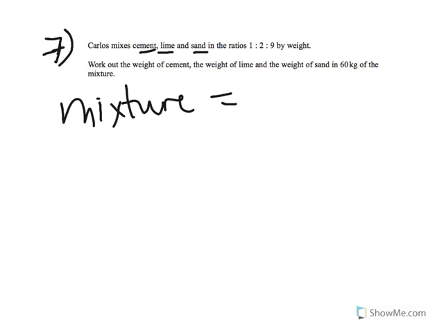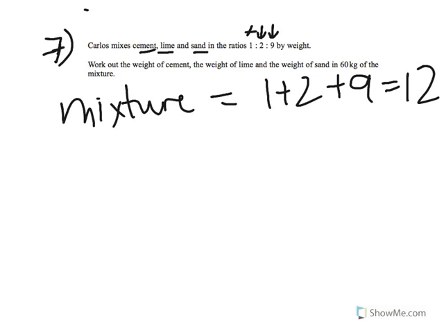so that means the mixture is, not 10, sorry, it's adding all of these parts together. So the mixture is nothing but 1 plus 2 plus 9, which is 3 plus 9, which is 12. So that means the whole mixture is out of 12. Okay? So cement is 1 out of 12, lime is 2 out of 12, and sand is 9 out of 12.